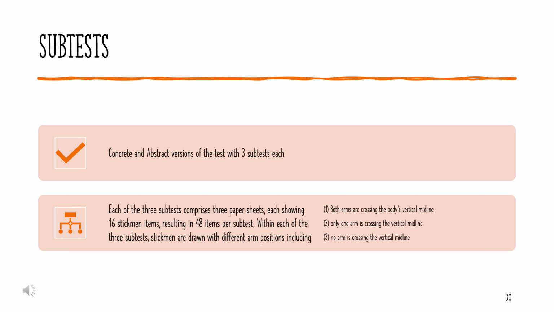Each of the subtests comprises of 3 paper sheets, each showing 16 stick men, resulting in 48 items per subtest. Within each of these 3 subtests, stick men are drawn with different arm positions, including either both arms crossing the body's vertical midline, only one arm crossing the vertical midline, or no arm crossing the vertical midline.